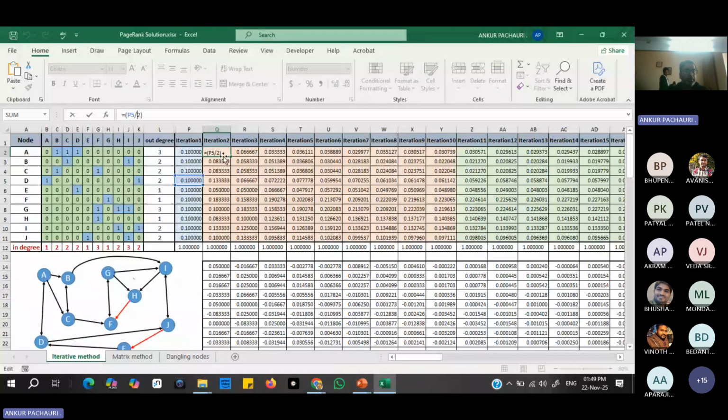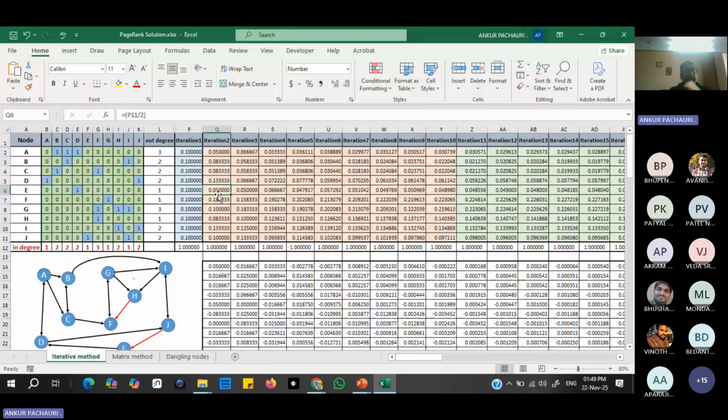Similarly, B receives its page rank from two nodes, from A as well as from C. One third from A, and half of C, because C has two outgoing neighbors, so half of C, and so on. So we compute the formula.